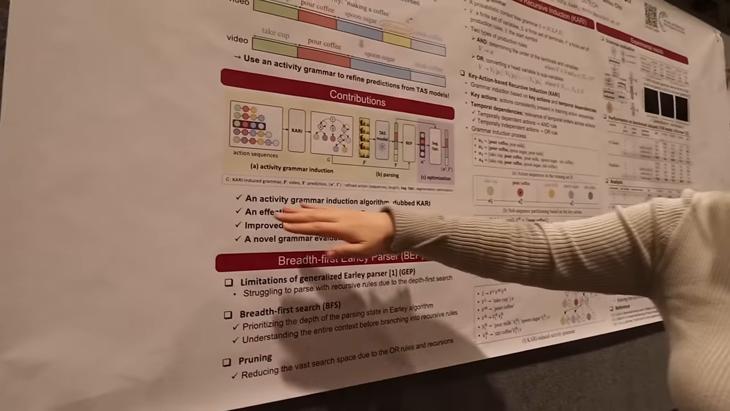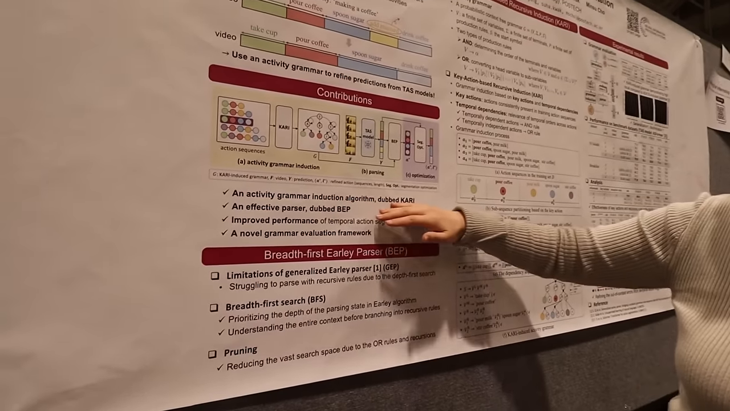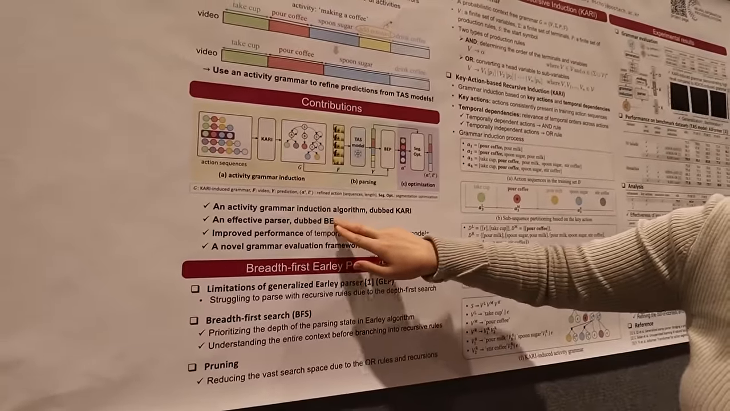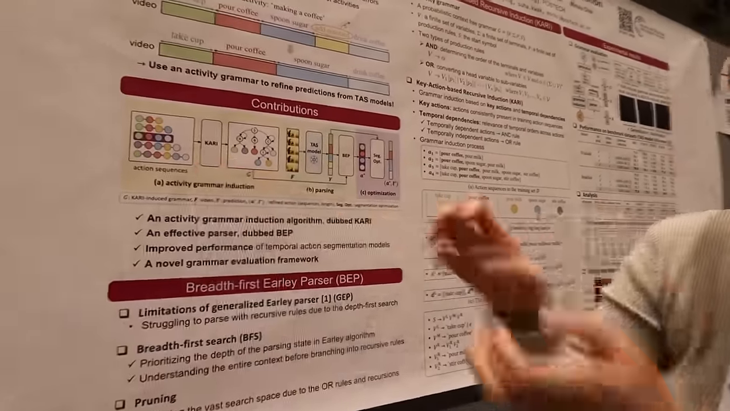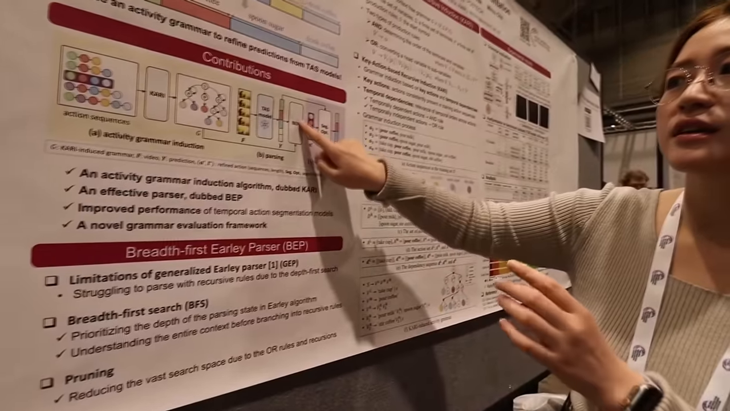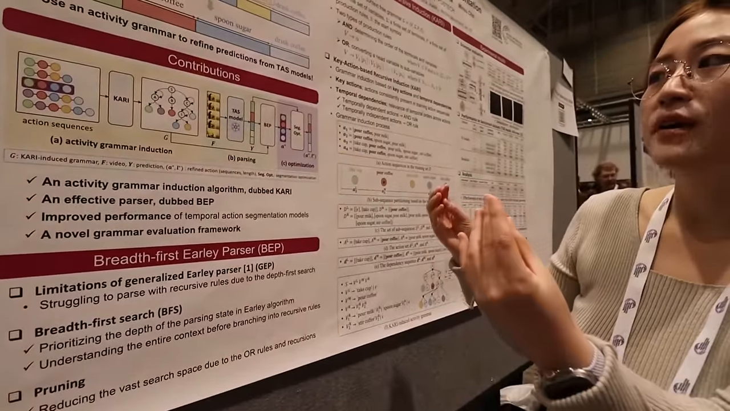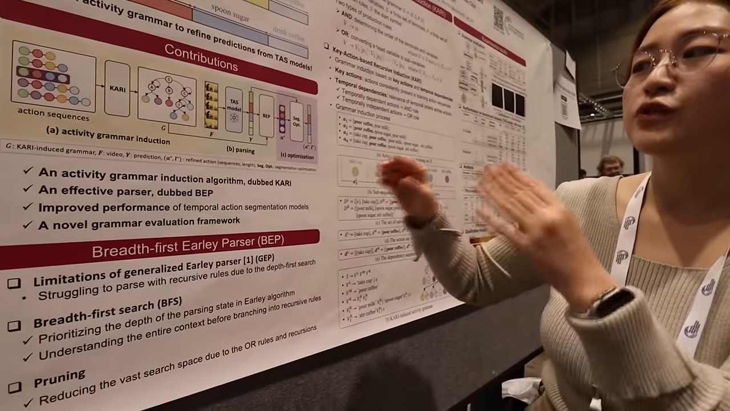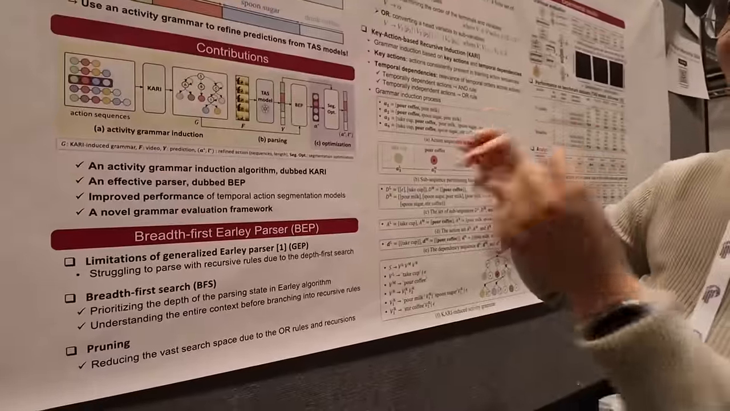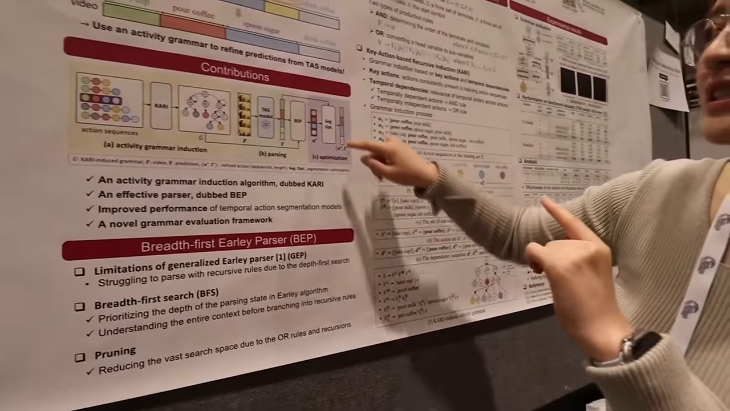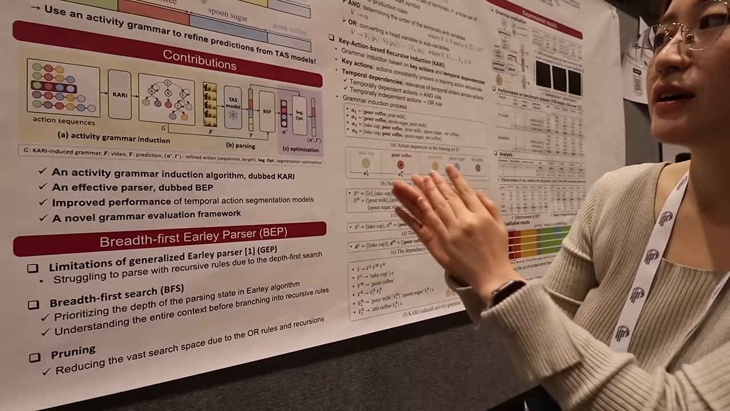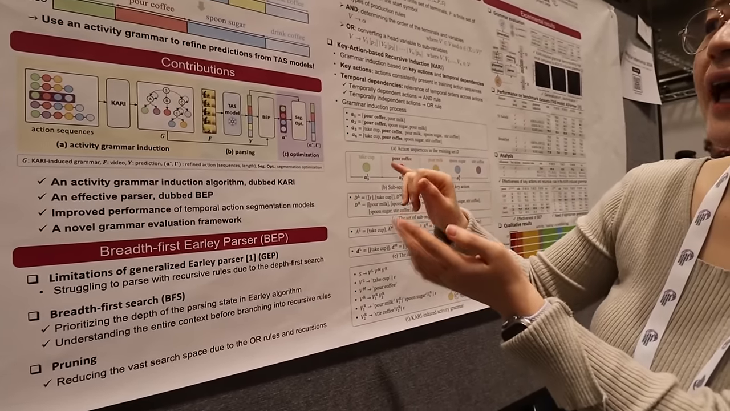And here, our contribution is fourfold. We propose an activity grammar induction algorithm, dubbed Curry, and we propose an effective parser, dubbed BP. In the data set, we extract those rules as a grammar. And with that grammar, this parser aims to find the optimal action sequences which fit the neural network output. And then the segmentation optimization process finds the optimal durations of the action sequences.